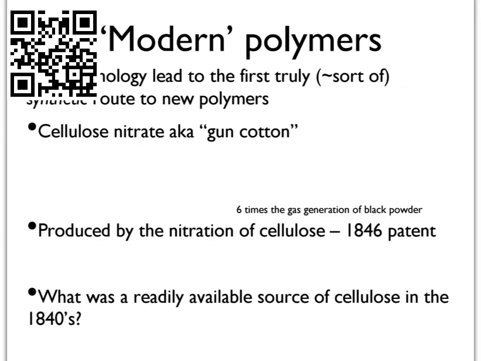All right, and so this particular branch of the technology led to the first truly synthetic route to new polymers. We had this Parkinsine material, and one of the things they found out about it was that you could make something called gun cotton from it. And gun cotton involves not necessarily just guns, but primarily cannon.